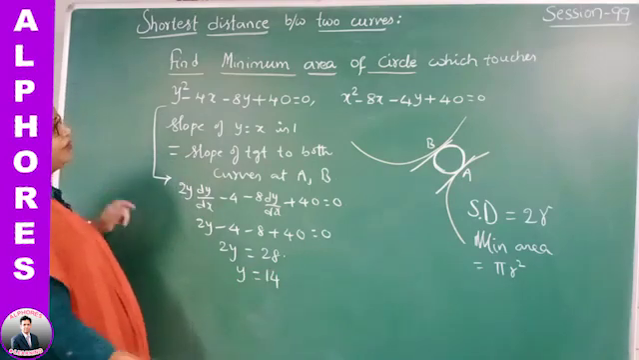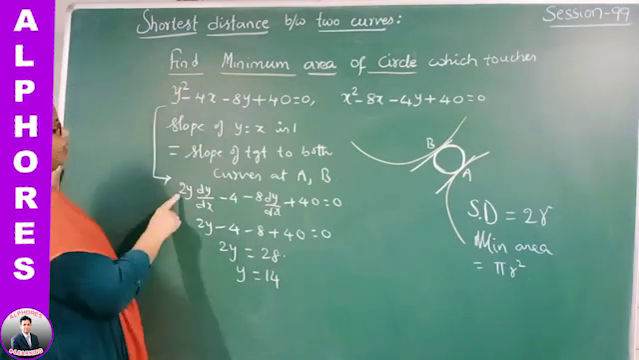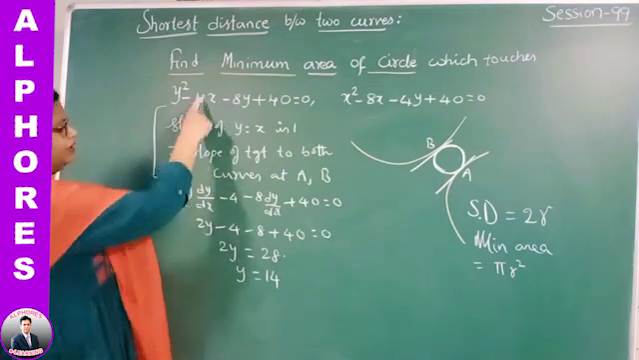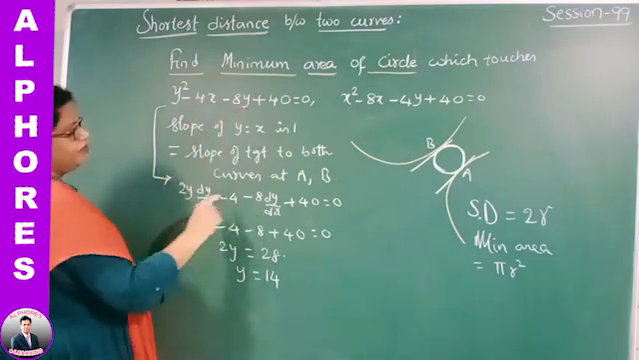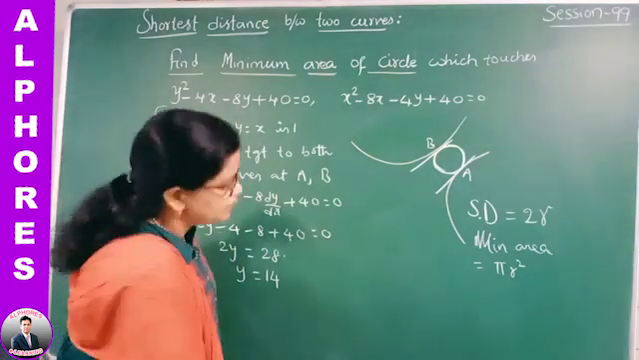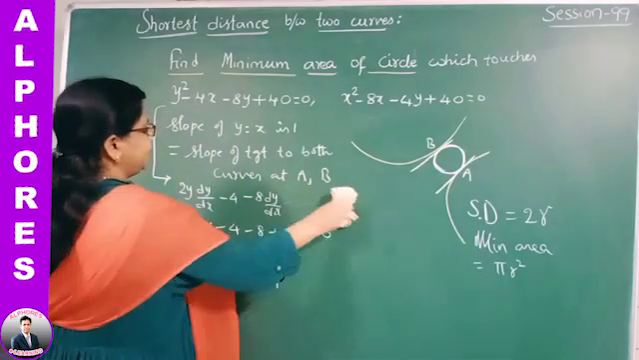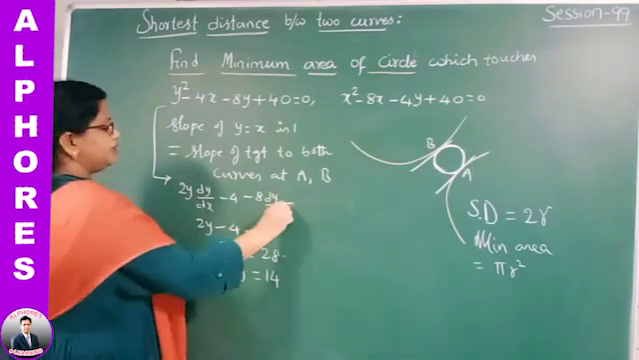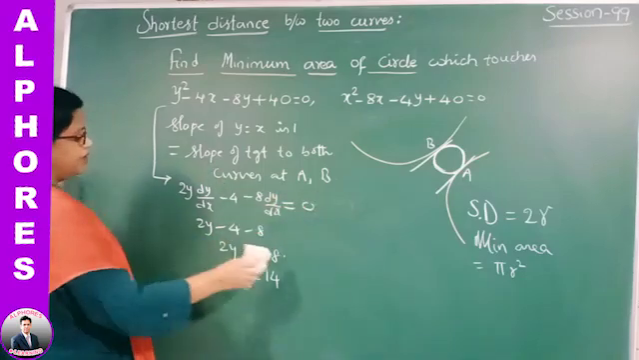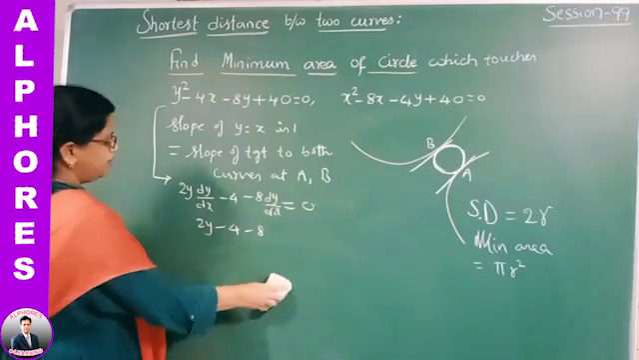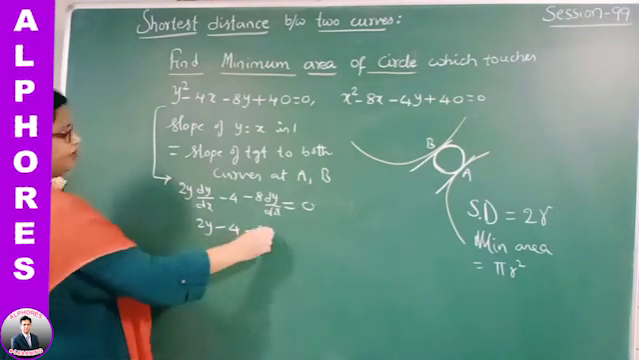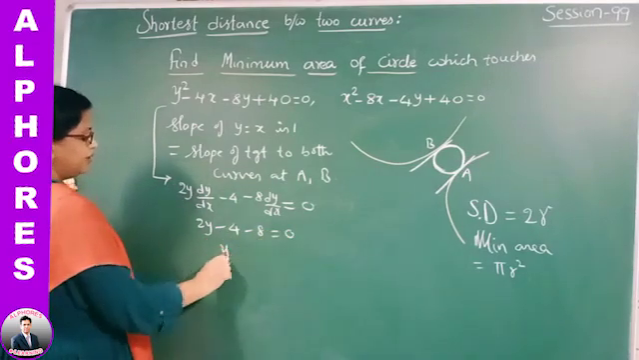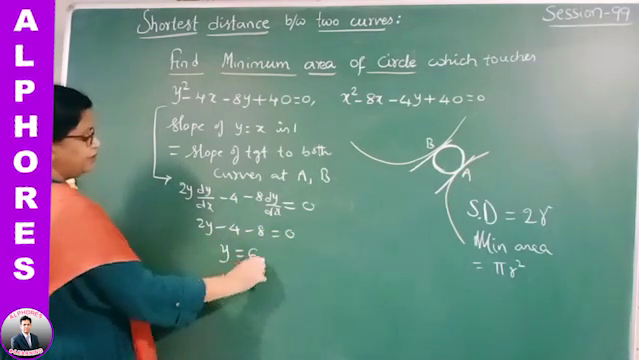Right. So students, we have observed 2y into dy by dx, minus 4 minus 8 dy by dx, sorry, this 40 is not there. We eliminate it because we have done differentiation, this is equal to 0. That implies you got 2y minus 12 is equal to 0. So y is equal to 12 by 2, that implies 6.